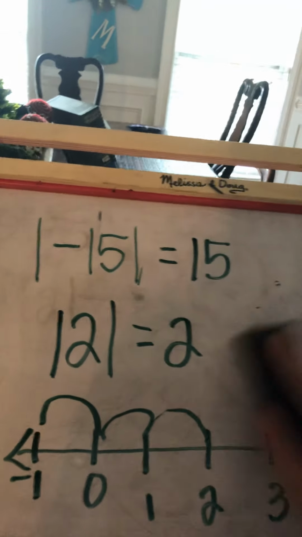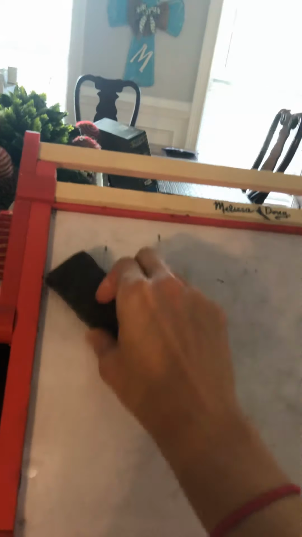Absolute value is distance from 0 on a number line. Distance is always positive, but remember, if you have that negative on the outside of the absolute value sign, then you can have a negative answer.